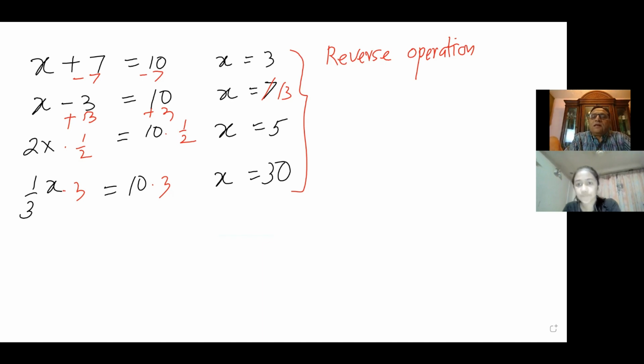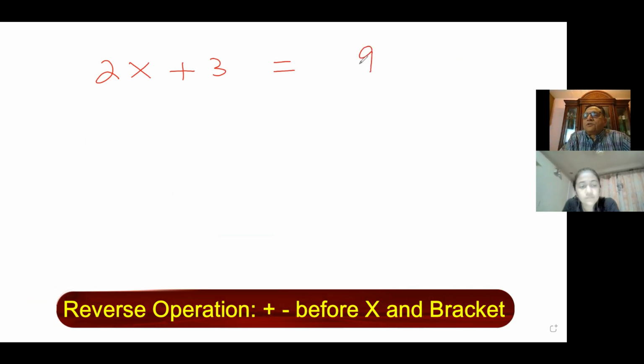So, with that reverse operation as one of our main things to answer, we will now complicate the question a bit. So, let us see. Now, the question is, 2x plus 3 equals, let us say, 9. How will you solve this question? Tell me.